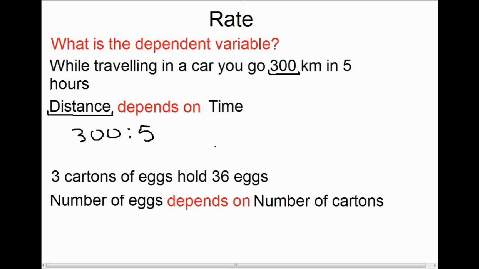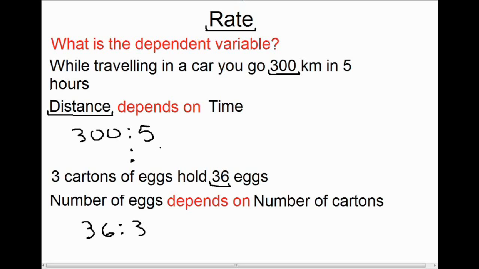For the second question, the number of eggs is our dependent variable. And here the number of eggs is 36. The dependent variable always goes first in our ratio when we're trying to calculate rate. So it's 36 eggs for every 3 cartons. Now, when we're trying to calculate the rate, what we have to do with the ratio is always make the second value 1. In other words, the independent variable has to change to 1. So for the first question, the independent variable was the time.